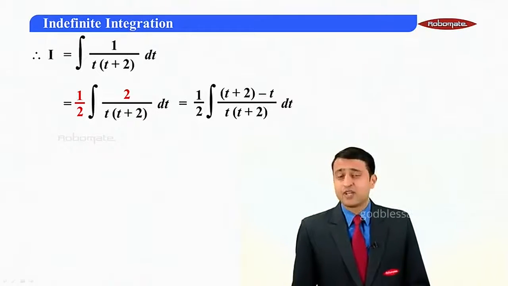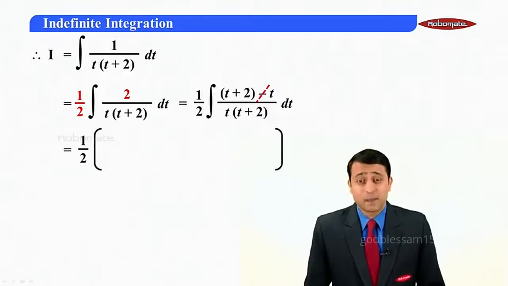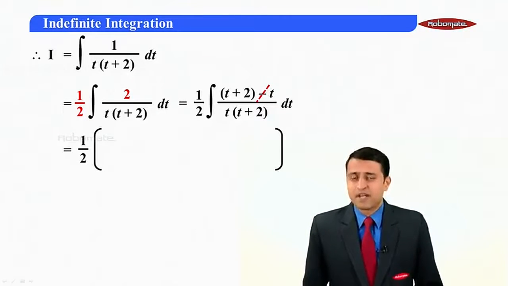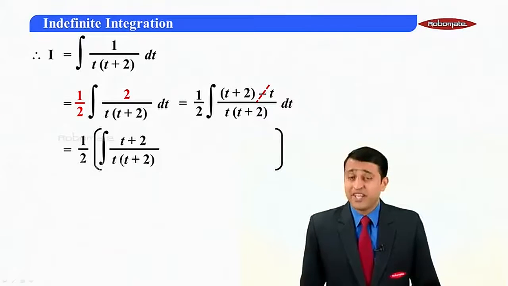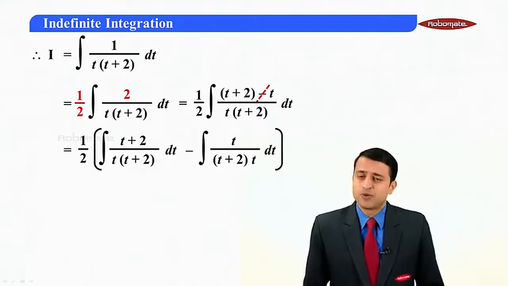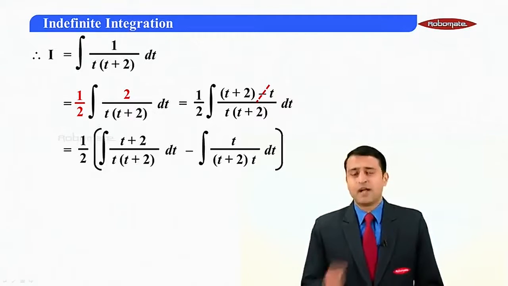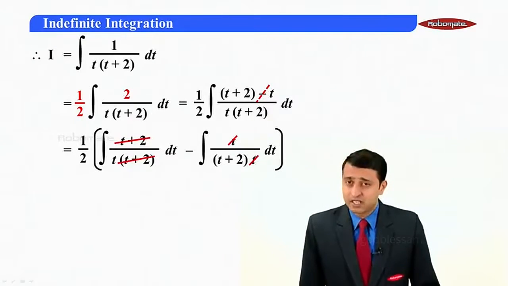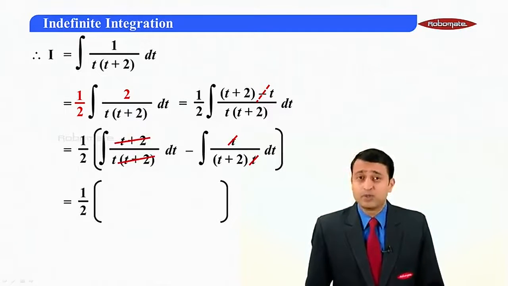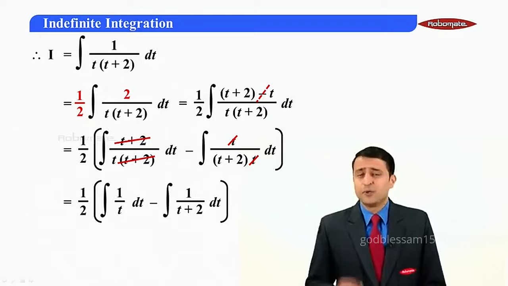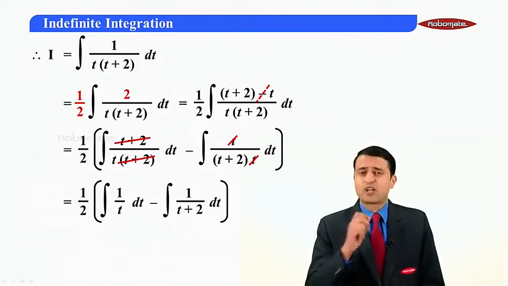Now if you have understood this, I am sure you understand the next step. The numerator is actually written in terms of the denominator, so we can separate. Is that okay? So half remains outside, and when we separate, we will get integral of t plus 2 upon t into t plus 2 dt, minus integral of t upon t plus 2 into t, again a dt. Correct? Now my dear students, in the first integral t plus 2 will get cancelled, in the second integral t will get cancelled. So what we will get is 1 by 2 integral 1 by t dt minus integral 1 by t plus 2 dt.